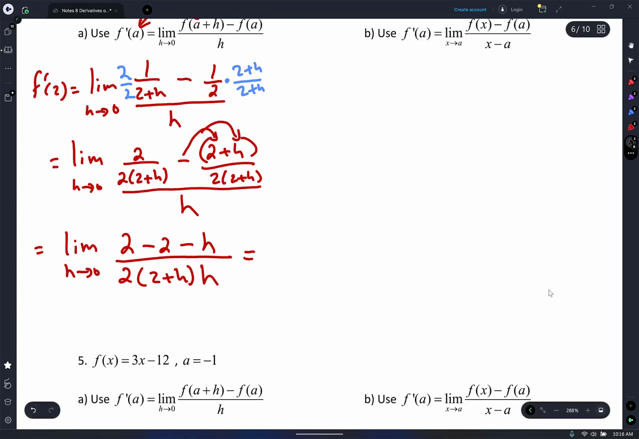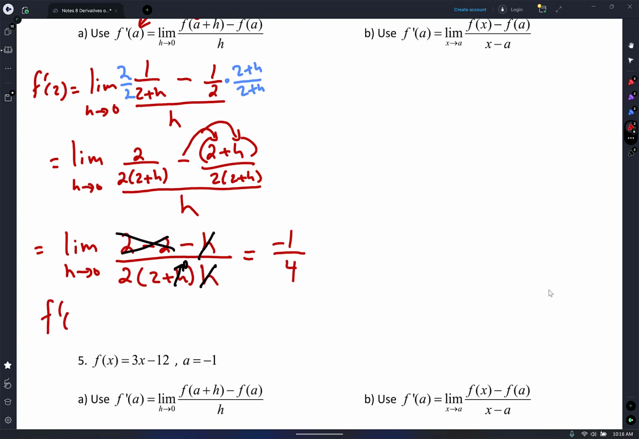So let's see what zeroes out. What zeroes out first? The 2's. Now that I've canceled out the 2's, can I cancel one of the h's out? Yes. Remember, you still have a negative 1 on the top. What is this h approaching? 0. So what do I have? I have negative 1 over, what is 2 times 2? 4. So that's my tangent slope at 2, or f prime of 2. f prime of 2 equals negative 1/4. How do we feel? Okay.